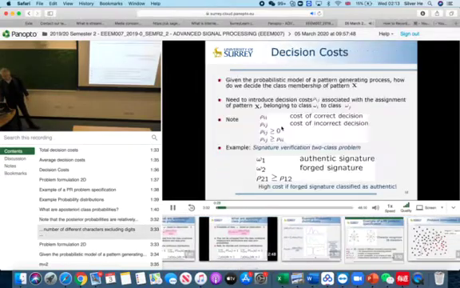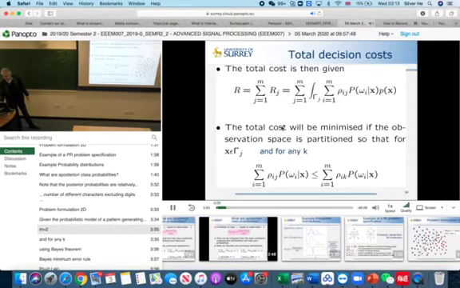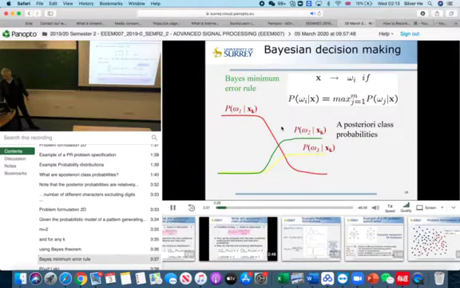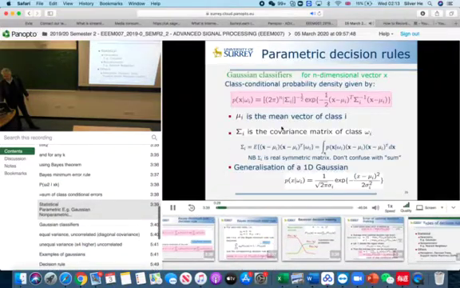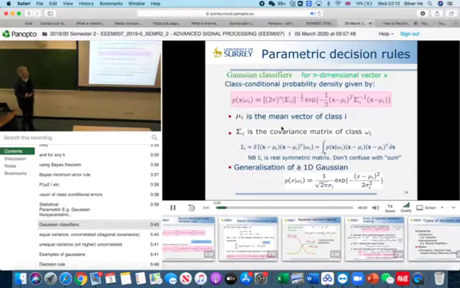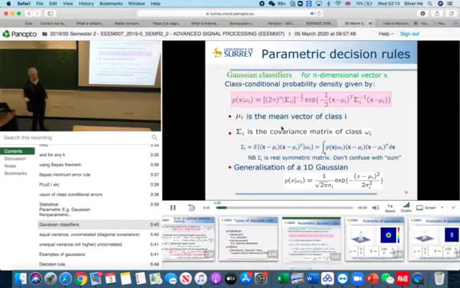So that's where we then started on the type of parametric decision rule. Parametric means defined by parameters, and the particular type of parametric decision rule that we're going to use is the normal or Gaussian distribution. So this is the type of distribution that we've got.